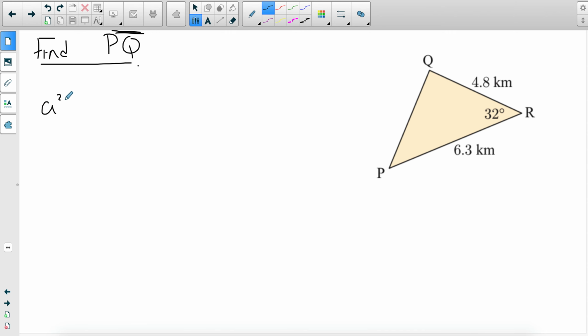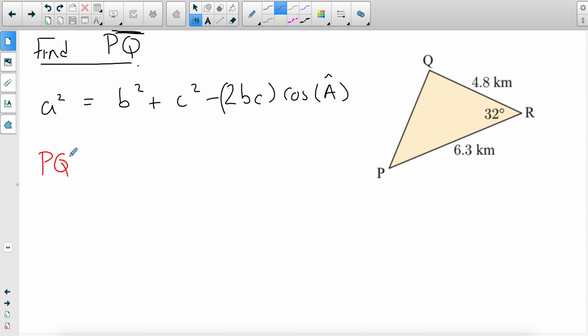So we have A squared, or actually, we'll write the formula down just as it is in the data booklet. So minus 2BC cos A. And now we're going to substitute what we know. So PQ is the length that we need. And the angle A is actually 32. And then it doesn't matter which one is B, which one is C. We can just substitute in squared plus 6.3 squared.